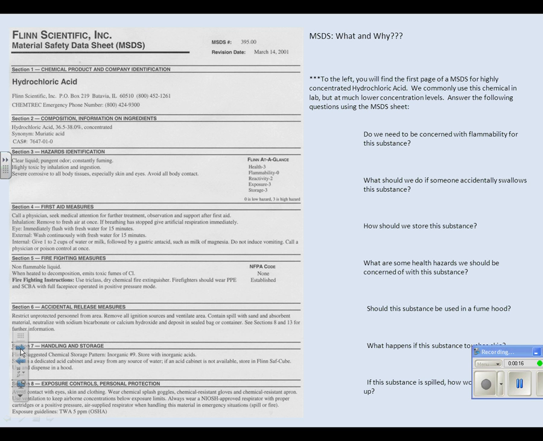The best way to do it is to be familiar with the sections. You don't need to memorize this at all, you just need to be able to read and find. But if you know and can find first aid measures and something happens to somebody, that's probably the first place you're going to look for it.